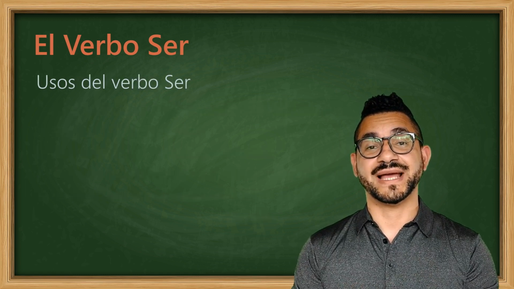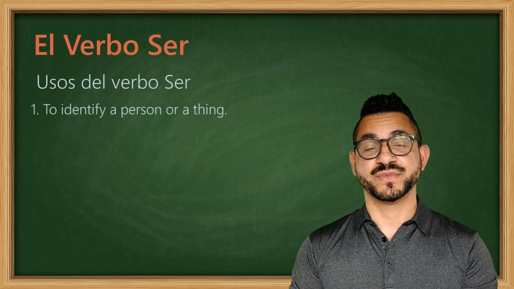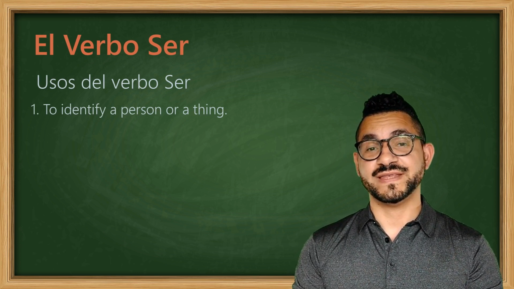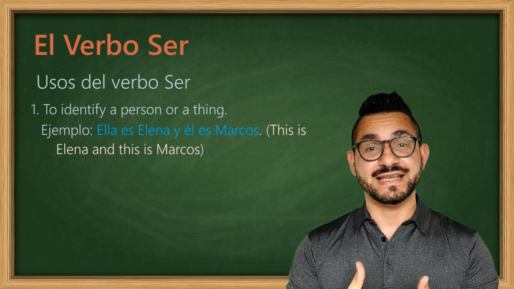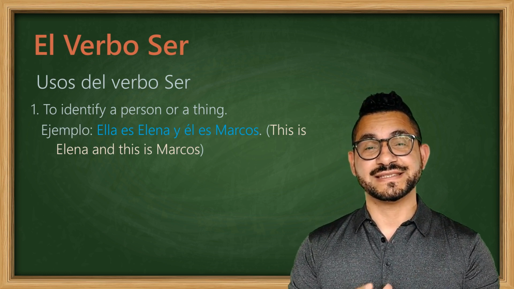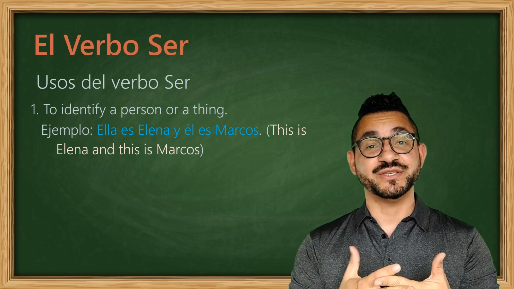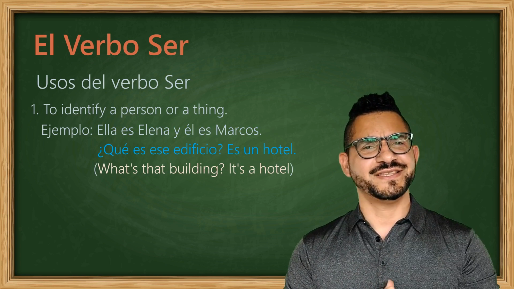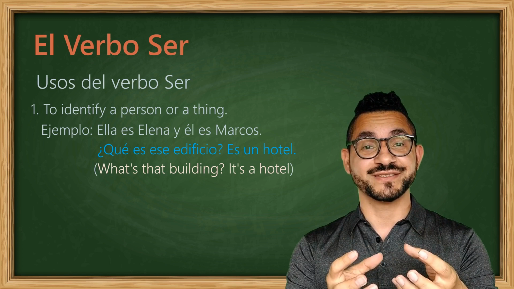Now let's talk about how we use the verb ser. Use number 1. We use ser to identify a person or a thing. For example, ella es Elena y él es Marcos. In this example, we're introducing people and we're identifying them by using their names. Another example, ¿qué es ese edificio? Es un hotel. We're identifying the object.